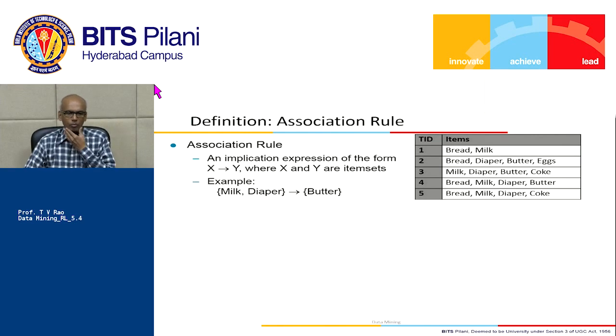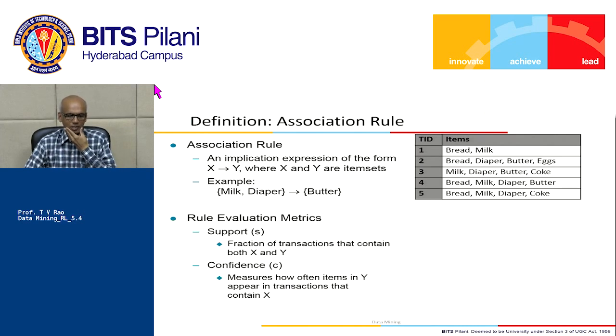Now an association rule, if X implies Y, means that X and Y are item sets, and generally we evaluate the rules based on two metrics, the support and confidence. These are the two original metrics with which people started studying association rules, though some new metrics have come in because of some observed limitations with these.